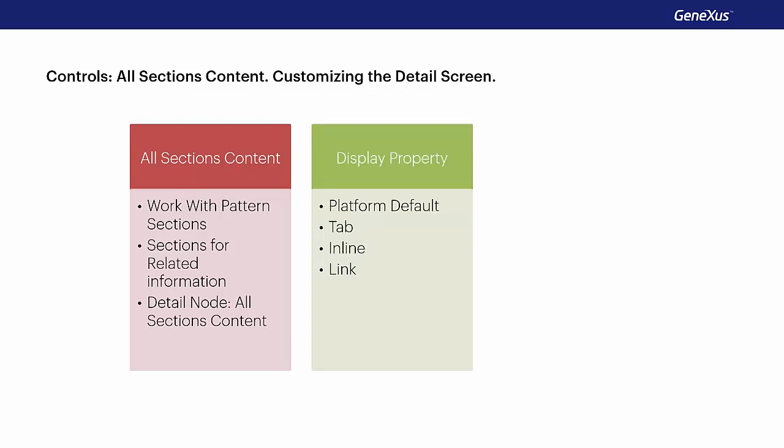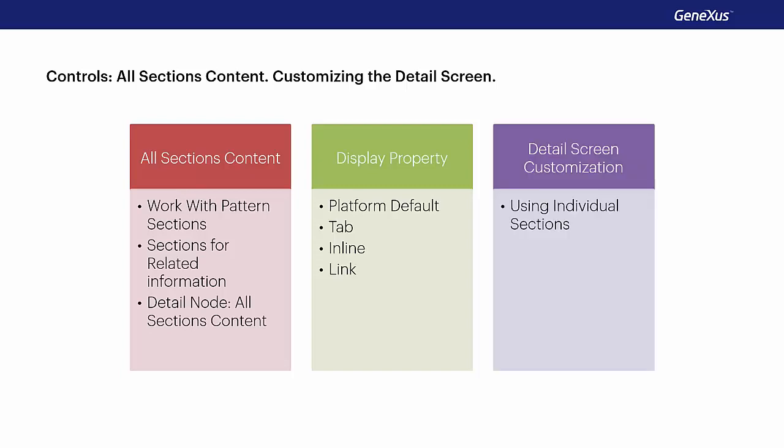Then we saw the various visualization options available to us for showing when we use the All Sections content control. They were Platform Default, Tab, Link, and Inline. And lastly, we saw a case where we customized the detail screen using the sections individually within the detail.